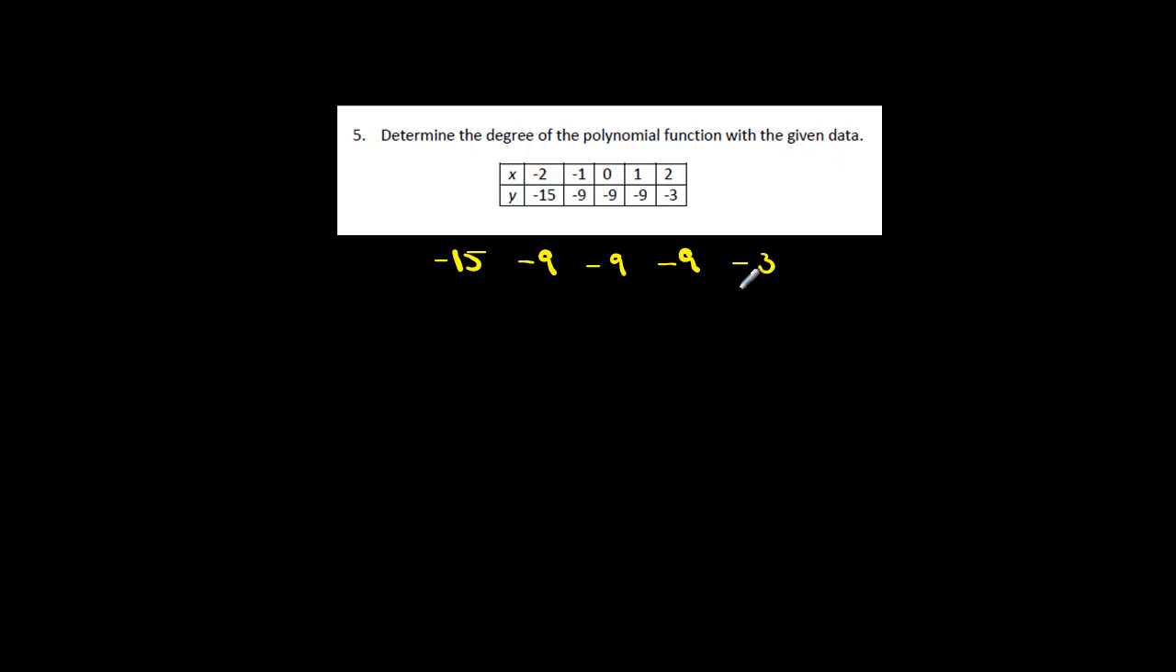So let's subtract. Negative 3 minus negative 9 is 6. Negative 9 minus negative 9 is 0. Negative 9 minus negative 9 is 0. Negative 9 minus negative 15 is 6. So the first doesn't work.